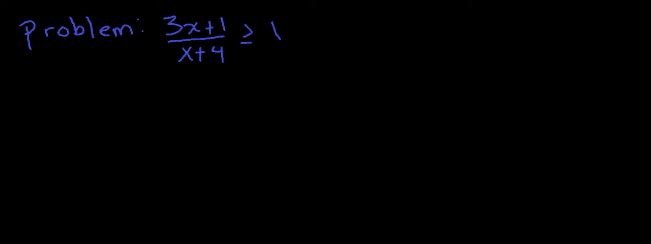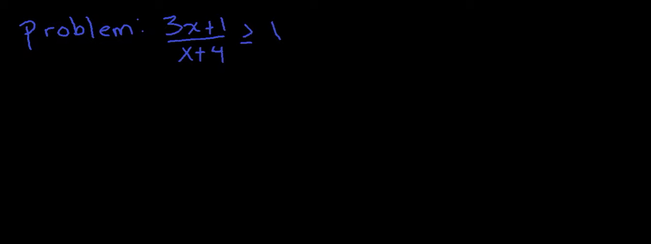Alright, so we're given the problem (3x + 1) divided by (x + 4) is greater than or equal to 1. So here what we're doing is solving inequalities, and when it comes down to it, a lot of it is just algebraic manipulations to get a variable by itself. So I'll go through this slightly fast, but hopefully you'll be able to understand this, okay?